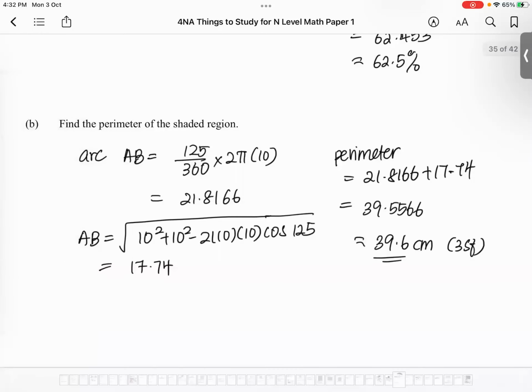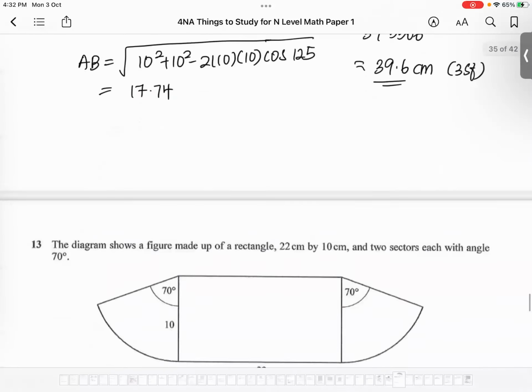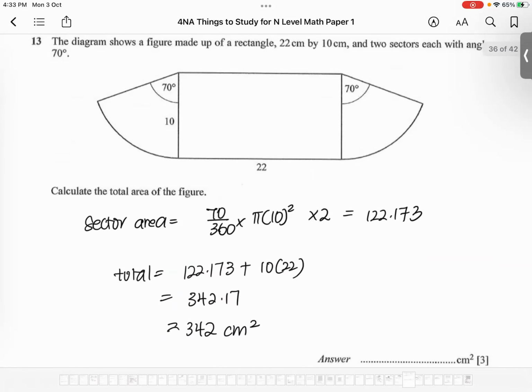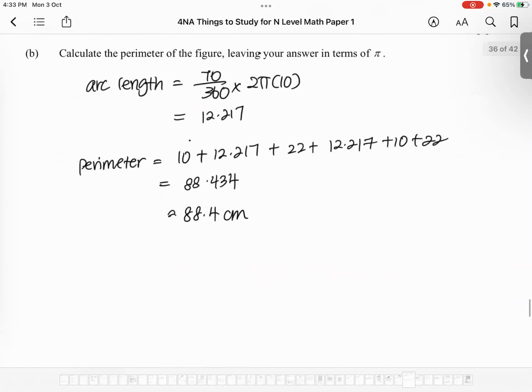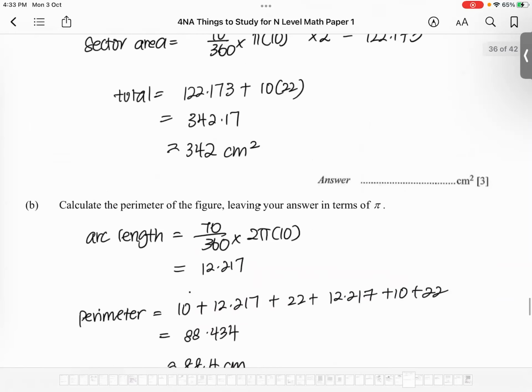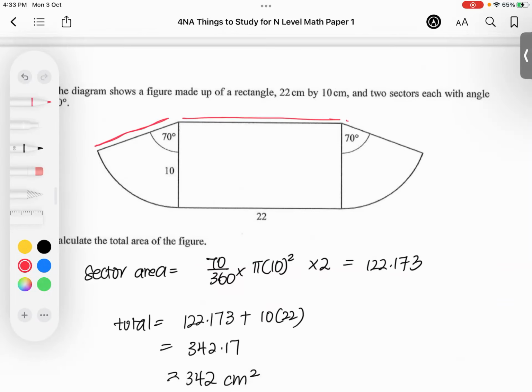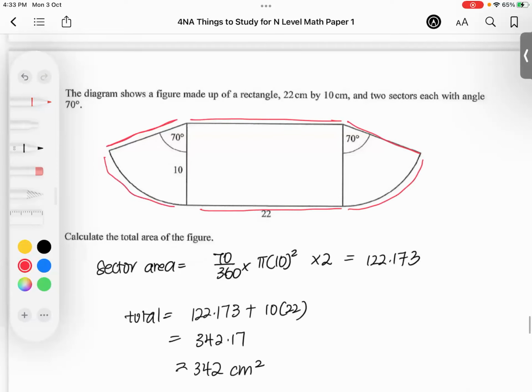There's another kind of question that involves perimeter. For example, this one is total area: you add the 2 sectors plus the rectangle. I believe you can do that. To find the perimeter, you need to take radius plus this length plus this radius. Take note, this radius here is not in the perimeter, so do not include it. Add this arc length 2 times, then add one more 22. Just trace it part by part, find the individual portions, and add them up together.